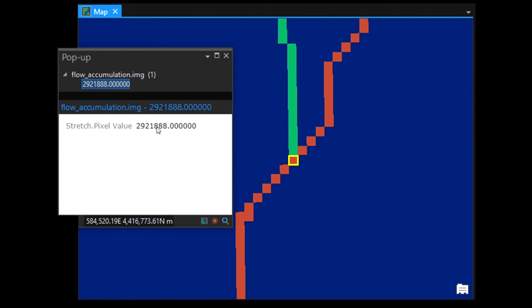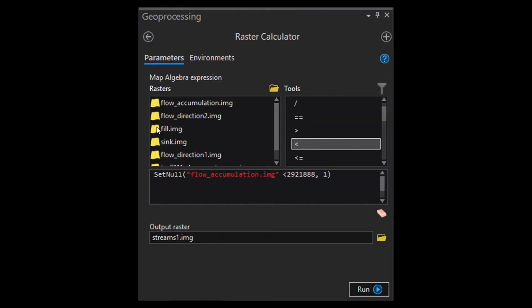So what I want is all values that are above that number to be included in my stream grid. Anything lower than that number, I don't want. I want it to essentially be null. I want it to be absent from my stream grid. So to do that, you go to the raster calculator. There are a few different ways to do this, but here's how I did it. I go to the raster calculator, and I use the set null statement. We already did that beforehand in a previous example in this video series.